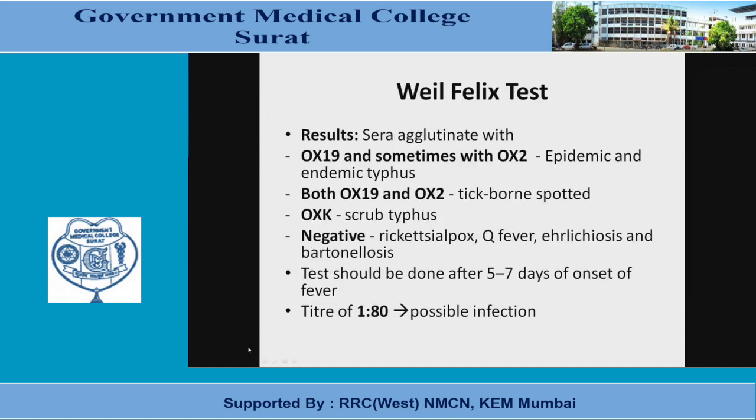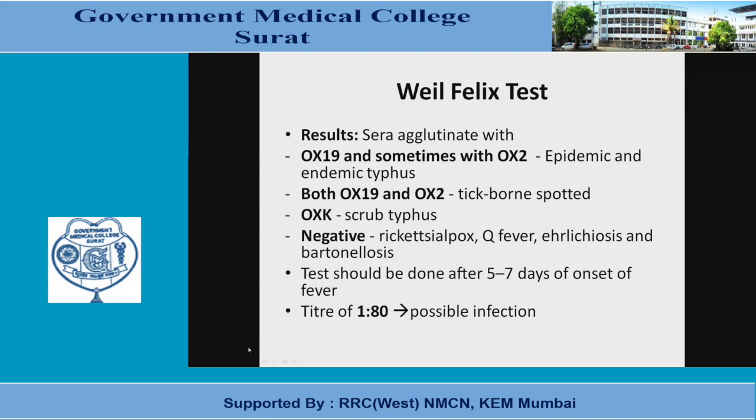So what is this Weil-Felix test? Sera agglutinate with the antigens OX19, OX2 and OXK. Three antigens are used. These are strains of Proteus that are non-motile, and they give a positive test in diseases like OX19 and sometimes OX2, positive in epidemic and endemic typhus. Both 19 and 2 together are positive in tick-borne spotted fever. OXK is positive in scrub typhus only. The tests are negative in rickettsial pox, Q fever, ehrlichiosis and Bartonellosis.